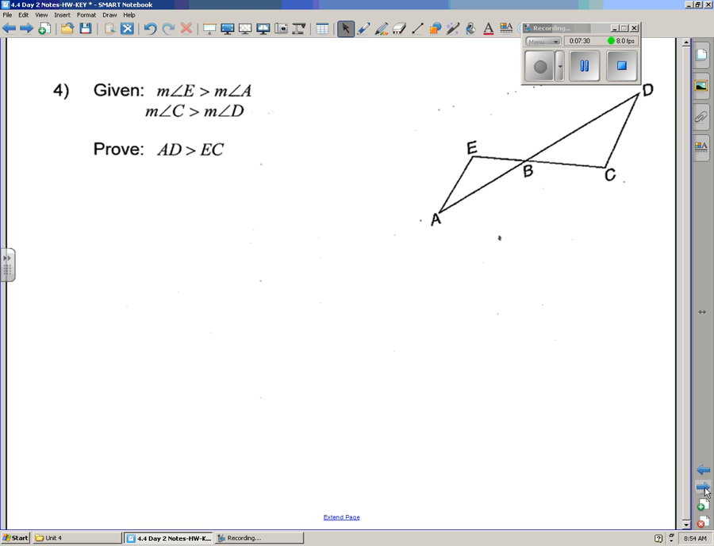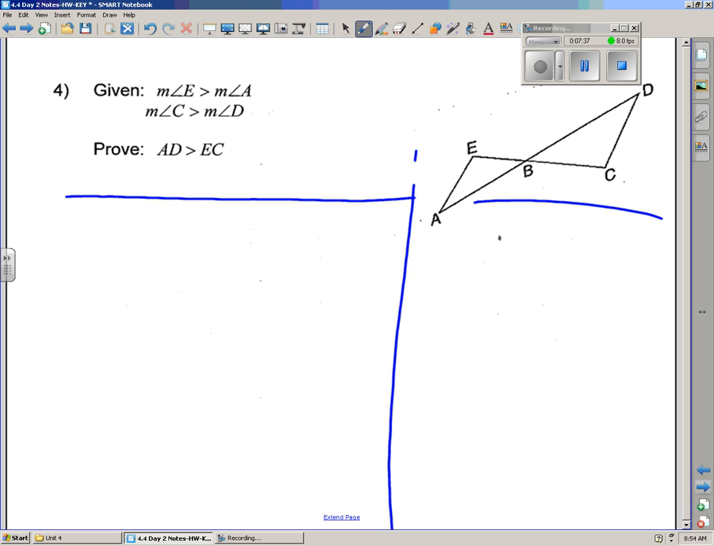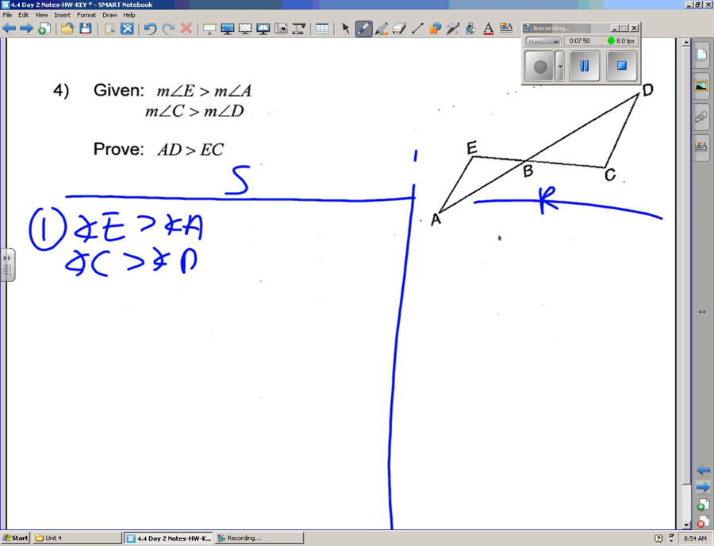So if we take a look at what we know for sure, let's start with this first one. Hold on. So statement, reason. So we've got angle E is more than angle A, and we've got angle C is more than angle D. So these are all given. Well, if we separate this into different triangles, and you know what, I'm going to do something a little bit different. I'm going to do one given at a time, so this should be okay.